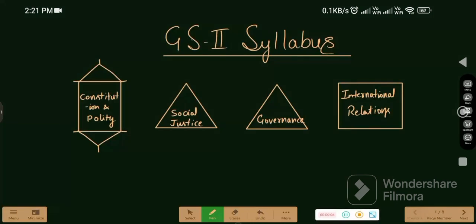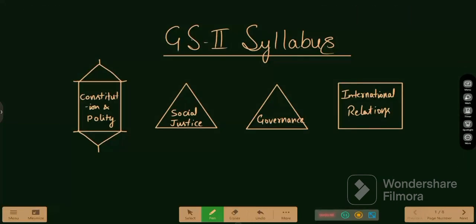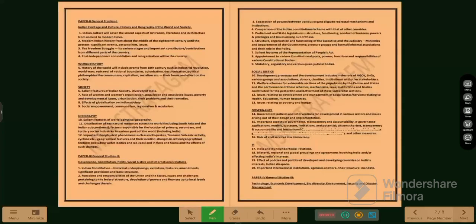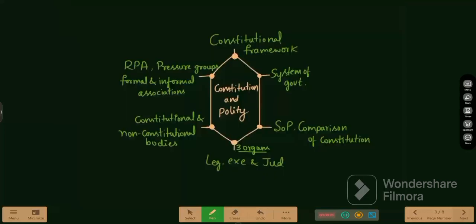In the last class, I had discussed my stratagem to remember the syllabus of GS1. In a similar manner, today we are going to cover the syllabus of GS2 using these diagrams. Have a look at the GS2 syllabus given in the notification of UPSC. GS2 comprises constitution and polity, social justice, governance and international relations. We'll start with constitution and polity.